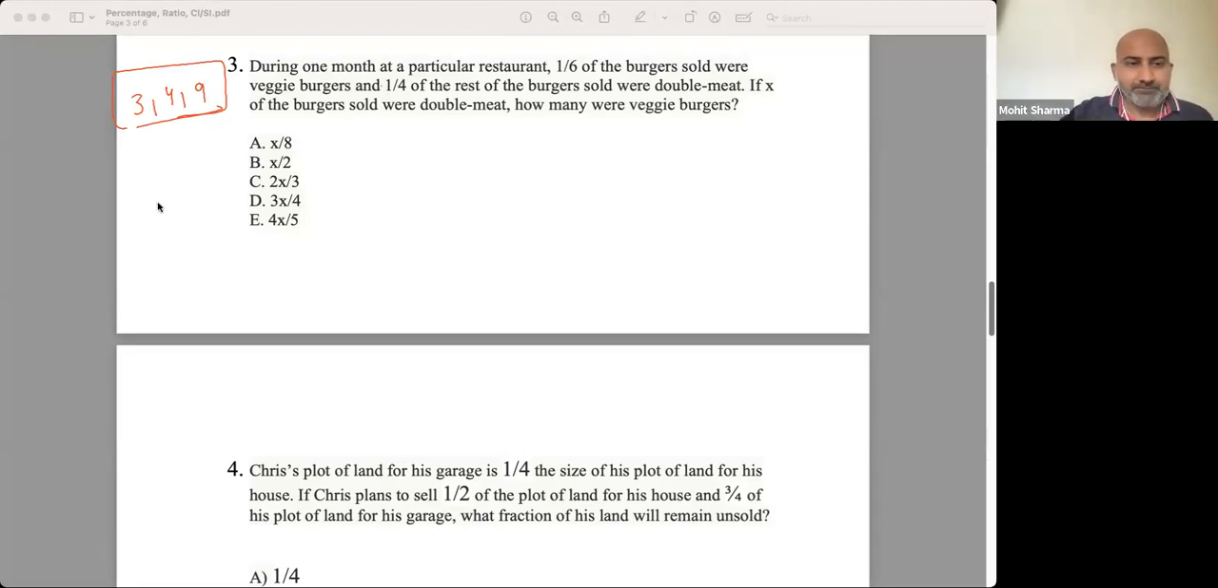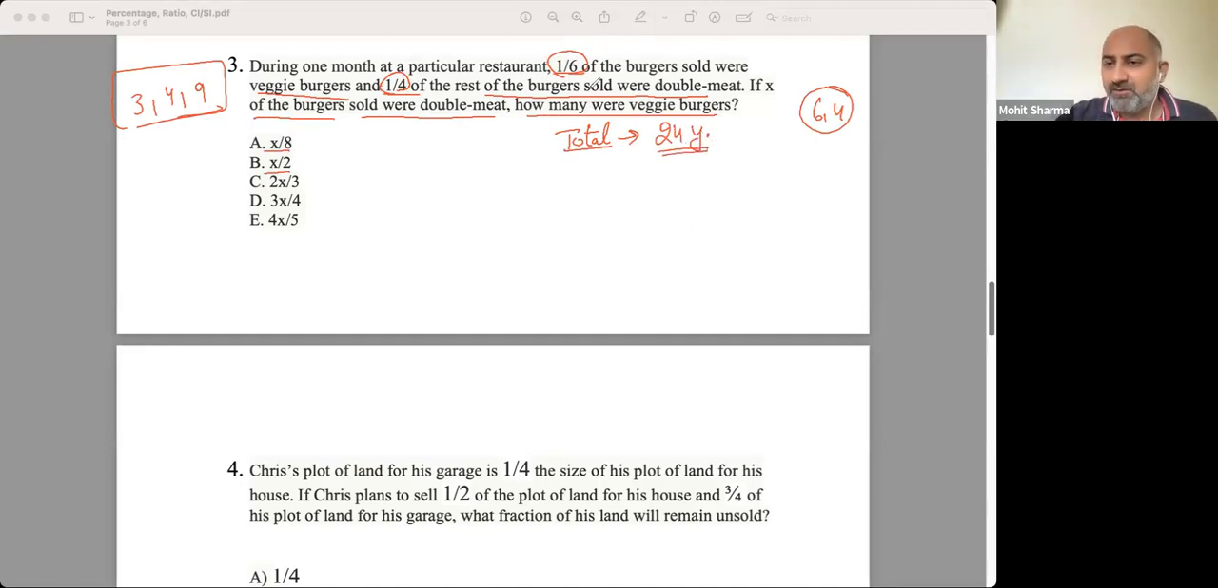Okay, let's see. Third, during 1 month at a particular restaurant, 1/6 of the burgers sold were veggie burgers, and 1/4 of the rest of the burgers sold were double meat. If X of the burgers sold were double meat, how many were veggie burgers? In a question where you have fractions, and the answer is also in the form of fractions, you don't take total as something like X, Y, Z. No. Just see the denominators. 6 and 4 are the denominators. So you take total as a product of 6 and 4, 24y.